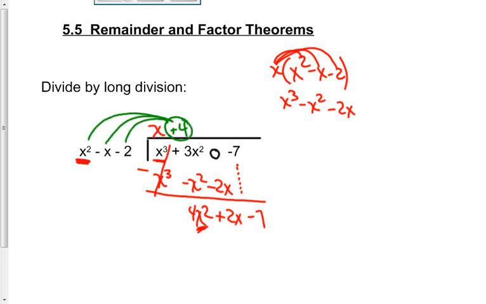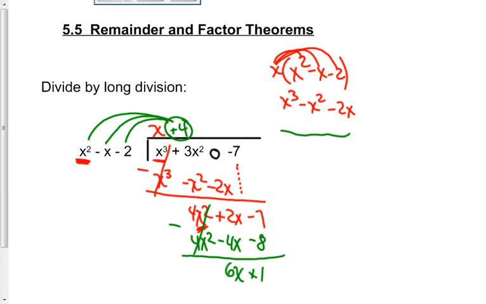Now for this one, I'm just going to show my distribution this way with the green marks instead of writing it over here. 4 times x squared is 4x squared. 4 times negative x is negative 4x. And 4 times negative 2 is negative 8. And again, this is a subtraction. 4x squared minus 4x squared is gone. 2x minus minus is plus plus. 2x plus 4x is 6x. Negative 7 minus minus, there's another plus plus. Negative 7 plus 8 is 1.